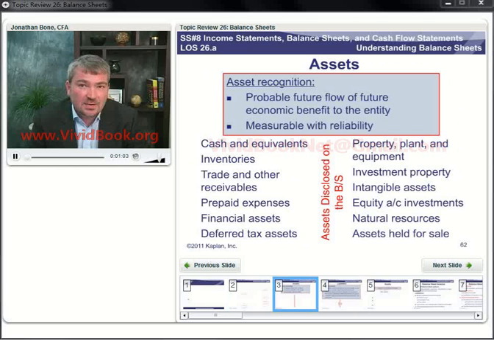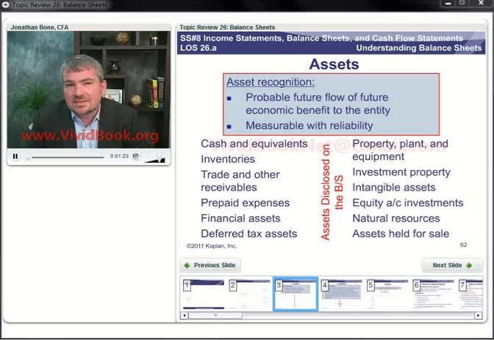Cash and cash equivalents. Well, cash equivalents are just short-term marketable investments that can be converted into cash. Normally the definition is convertible within 90 days. And of course this includes money market instruments. Inventories, of course, these are inventories of raw materials, work in progress and finished goods.